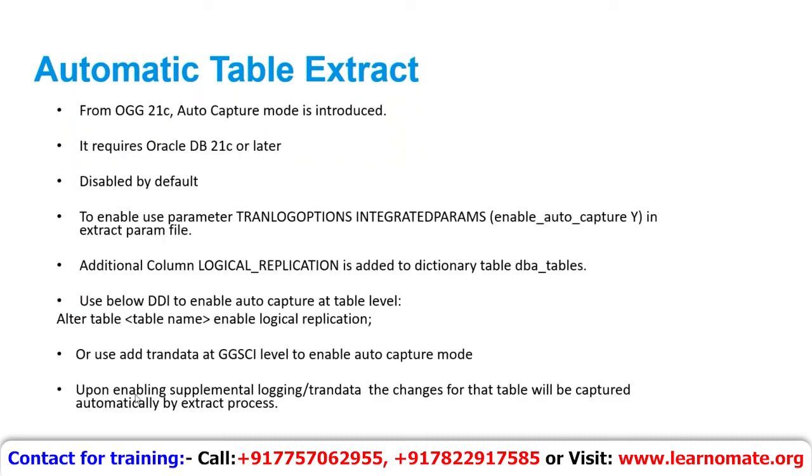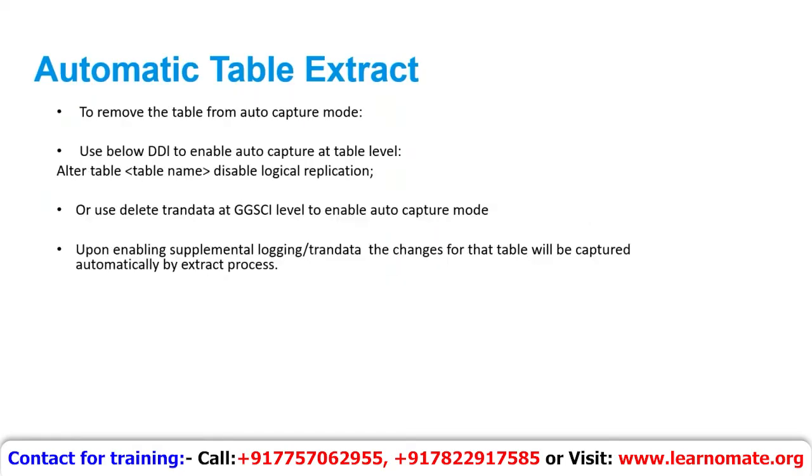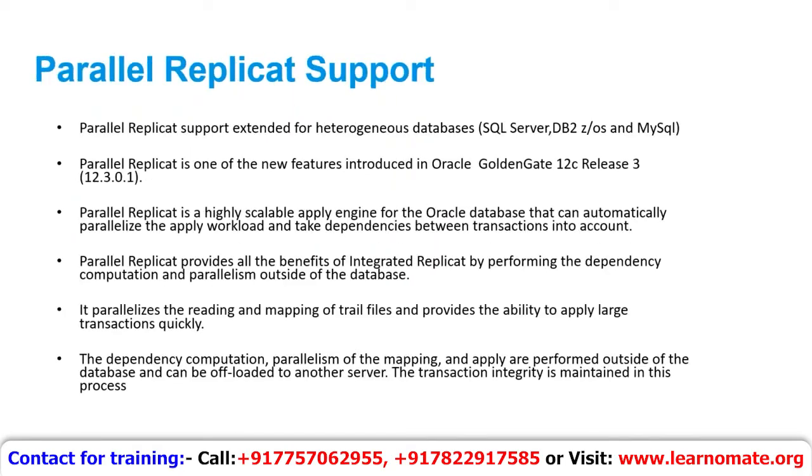And how will you know whether replication has been enabled for a particular table or not? There is an extra column which has been added to the DBA_TABLES view. Just check that column and it will tell you whether replication is enabled or not.